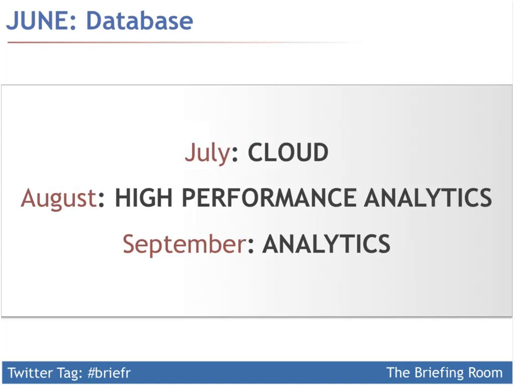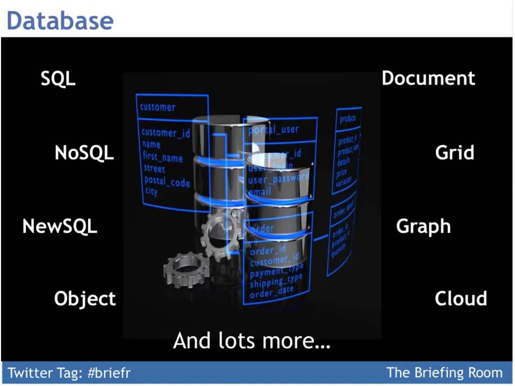Cloud is next month, high performance analytics follows, and June, of course, is database month. So we've talked about a couple different databases already, and like I said, today we're going to talk about the graph database.